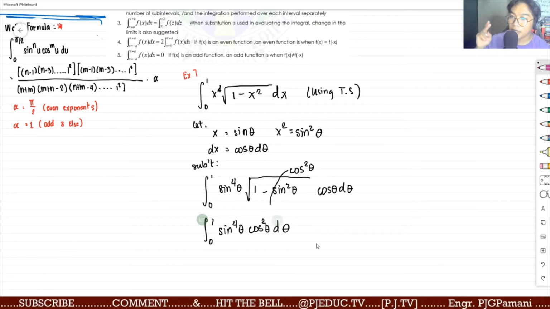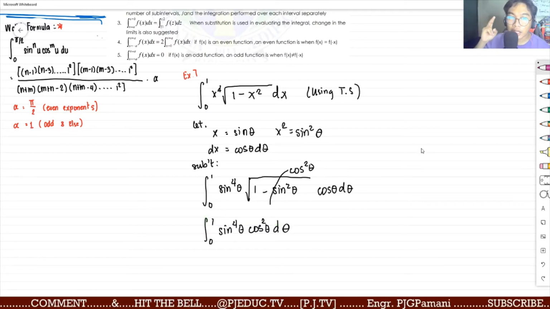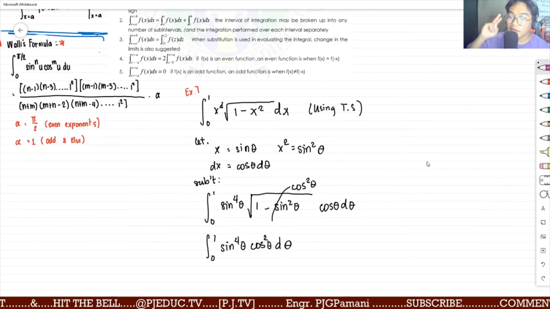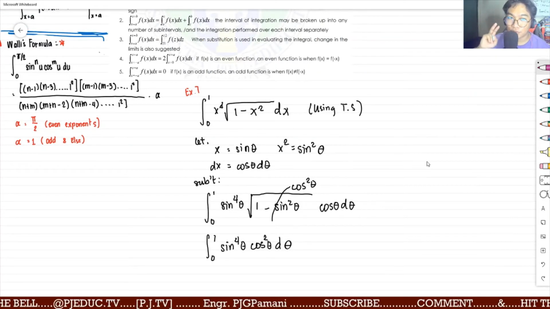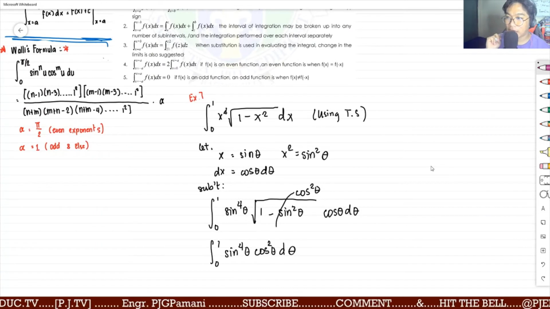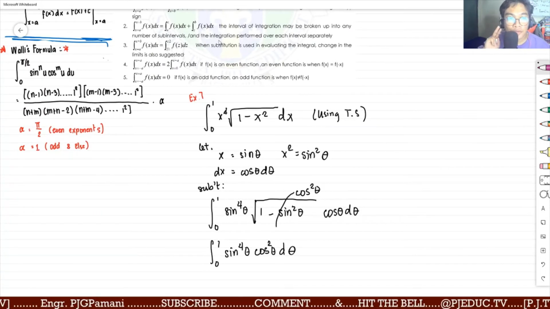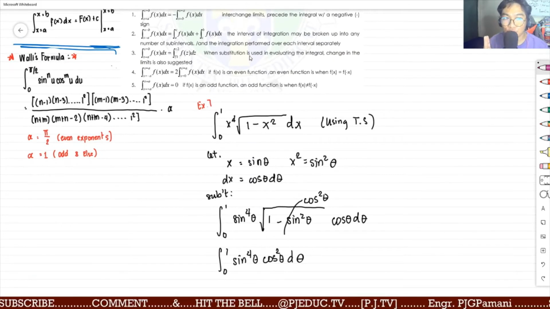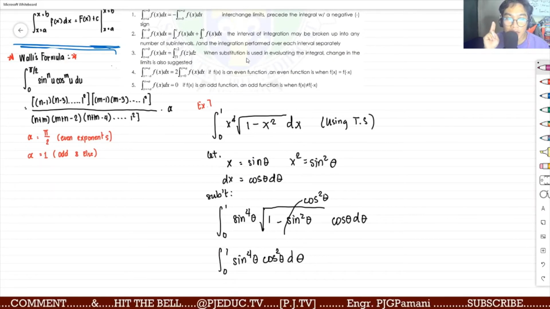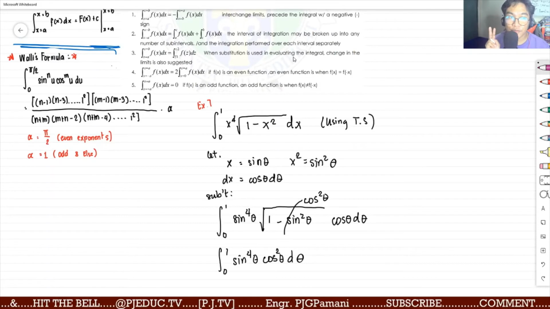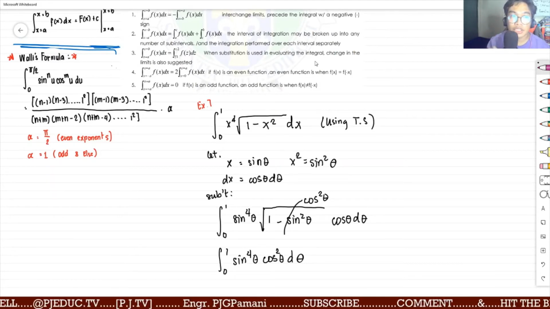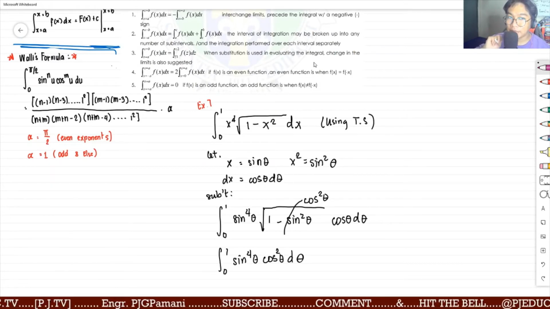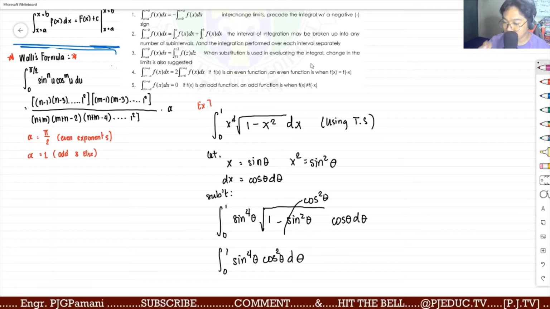But remember our properties when it comes to using integral formula of substitution with definite integral, right? If you are now going to perform substitution, substitution is used in evaluating the integrand. Change in the limits is also suggested.